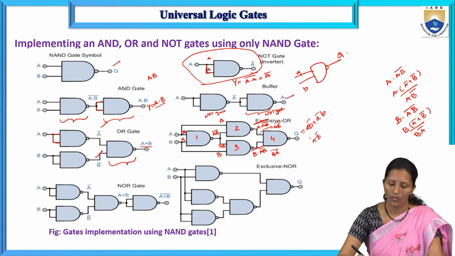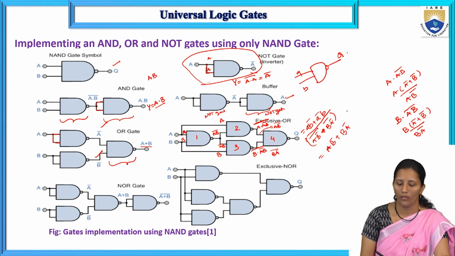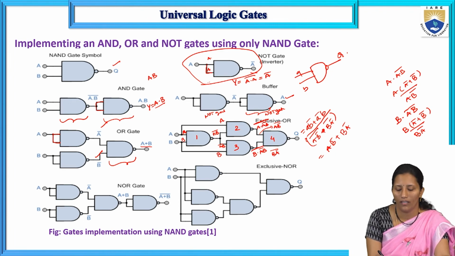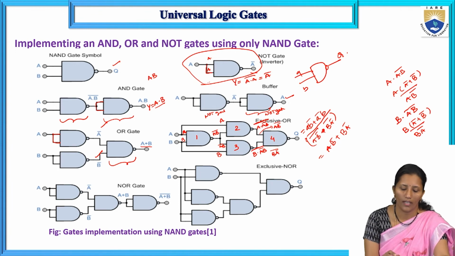A B bar whole bar plus B A bar whole bar, it is NAND gate function. So we will get inversion of that one. So this is equal to AB bar plus BA bar. We have to realize each Boolean equation, whatever we are giving as input, using NAND gate realization, and finally we will get the exclusive OR gate function.